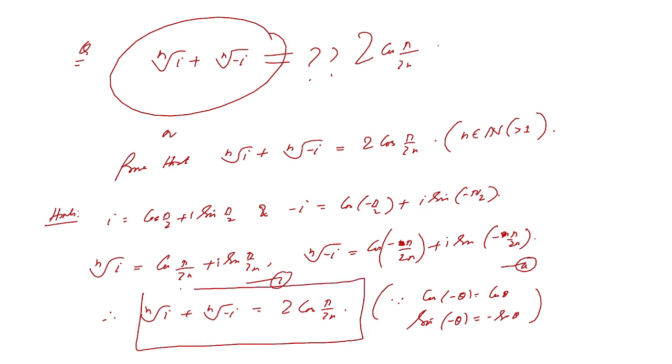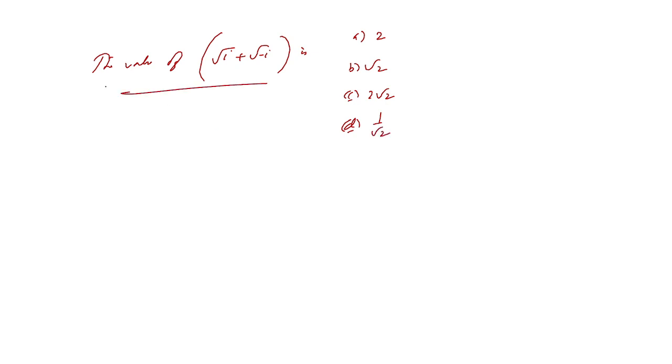So this value you can recall as a formula: the nth root of i plus the nth root of minus i equals 2 cos pi by 2n. If you are asked this kind of question, the value of root i plus root under minus i is, say, option A is 2, option B is root 2, option C is 2 root 2, and option D is 1 by root 2. What should be the value?